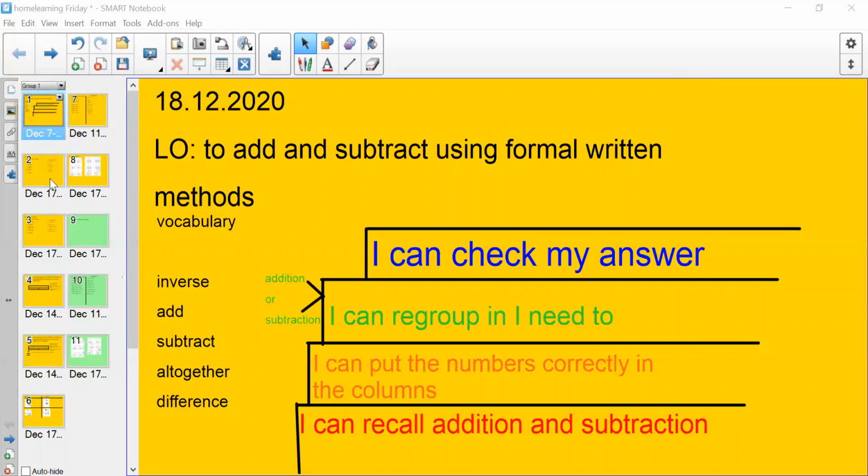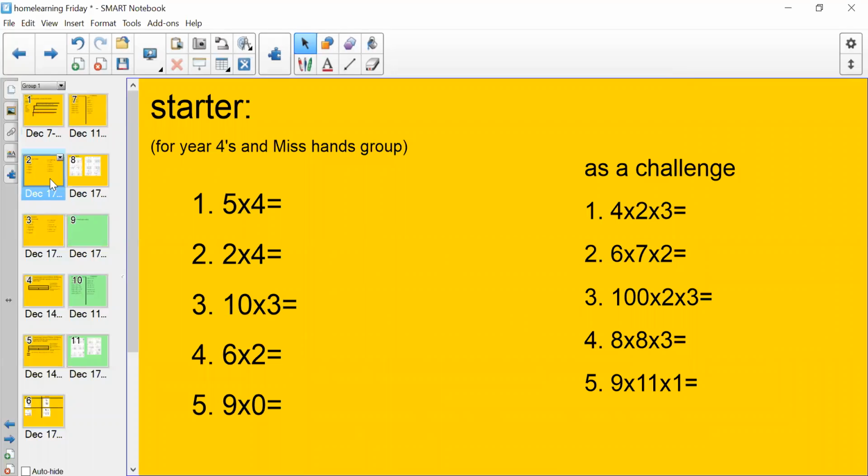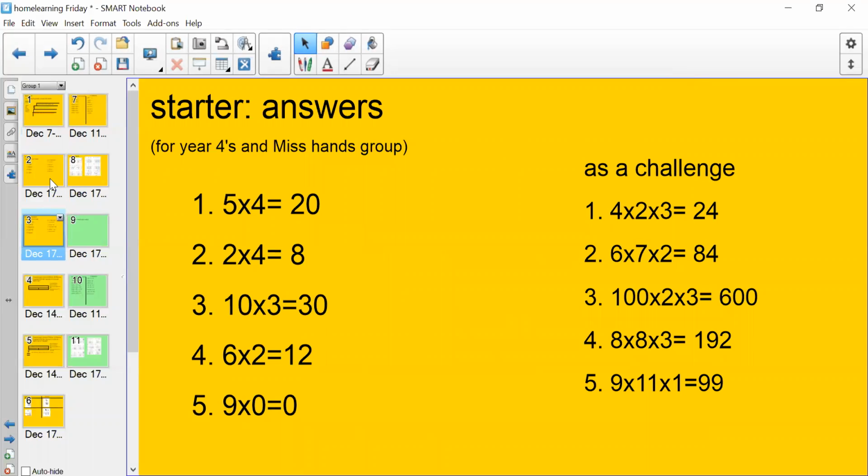So let's start with doing our daily math starter. There are 5 questions for you to have a go at. And if you would like to challenge yourself, please do the questions on the right. This is for all the Year 4s, including the groups that go to Miss Hand. So pause the video and have a go at your starter. Okay, well done. I'm going to now put up the answers. So again, pause the video and mark your work.